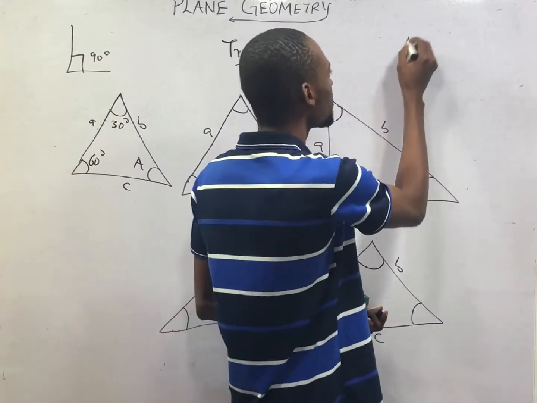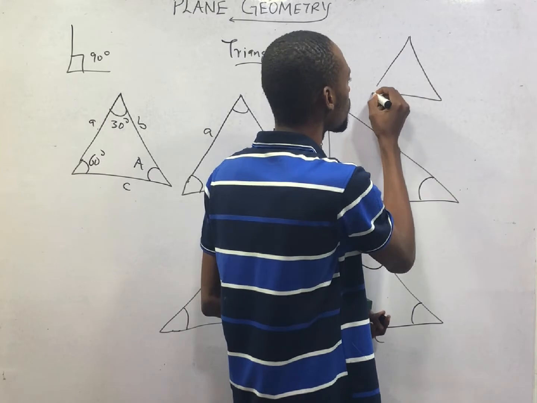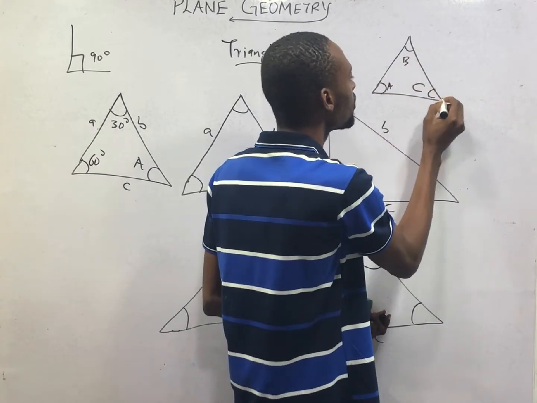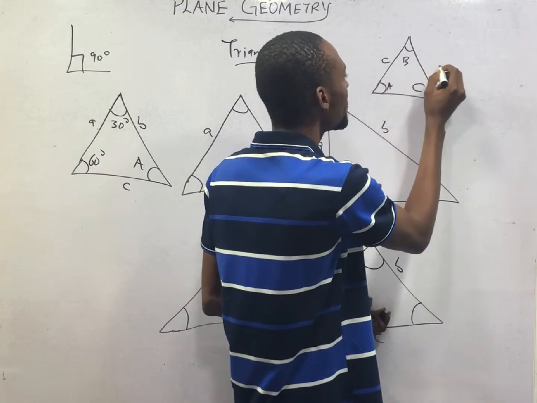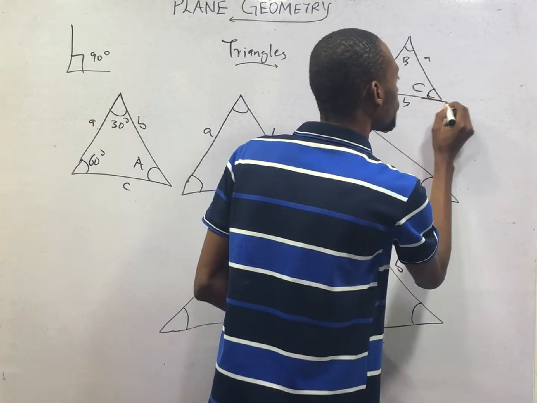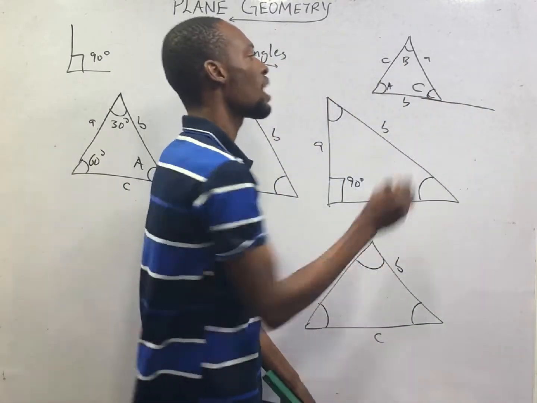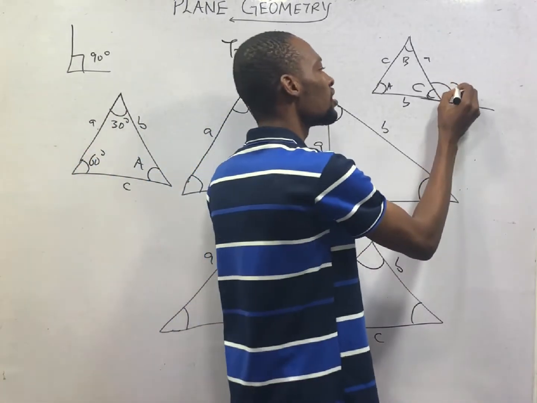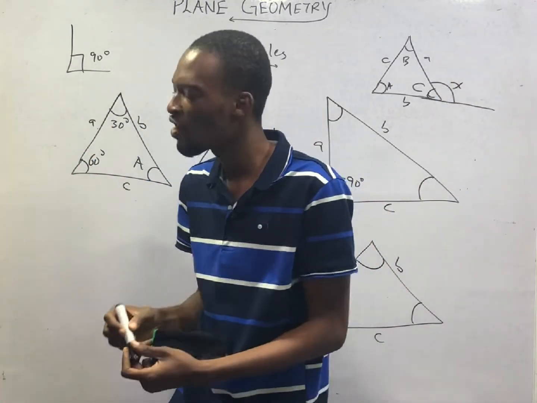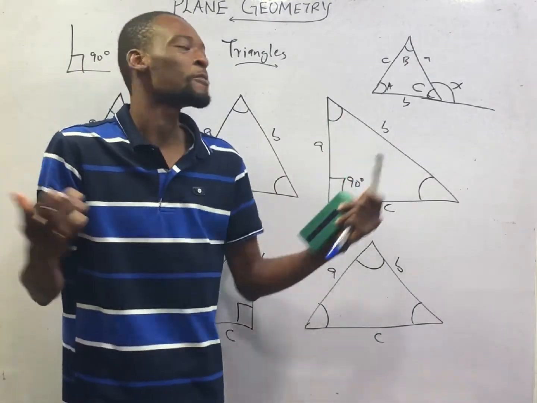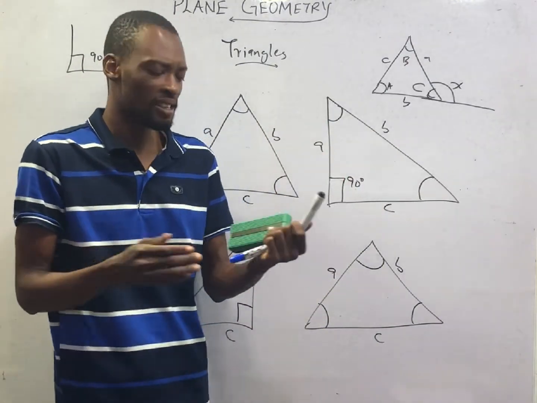How about I give you something like this? A, B, C, side A, B, and I draw something like this. And I put another angle here. And I say this angle is S, find S. What would you do? Instead of thinking too much, there is a formula you can use.